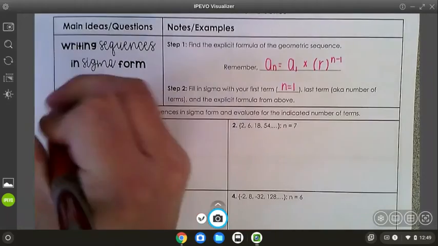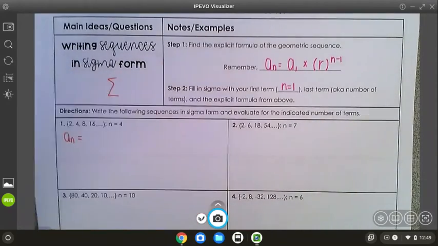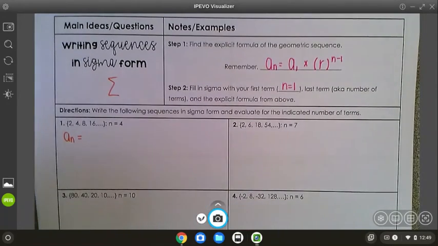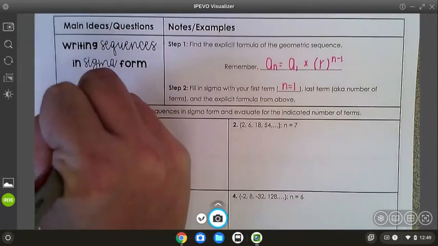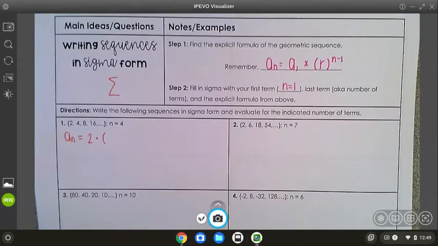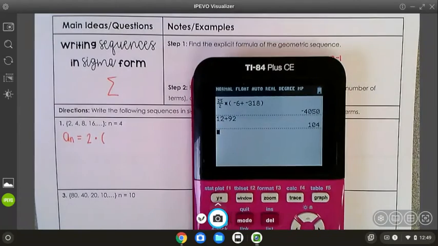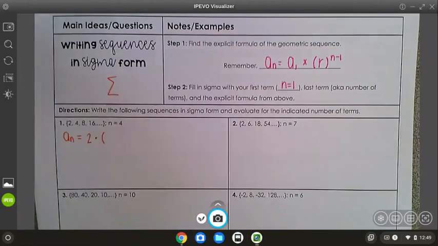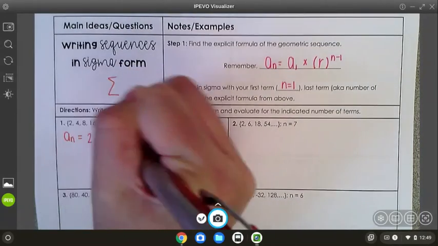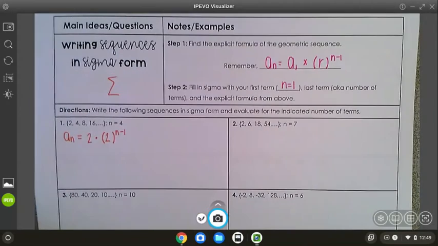So, got to find our explicit formula first, my A_n formula. So it's A_1 times r. What is my ratio? In case you've forgotten, you can take any term and divide it by the one before it. And we get 2. So my r is 2. And then we always put n minus 1 in the exponent.